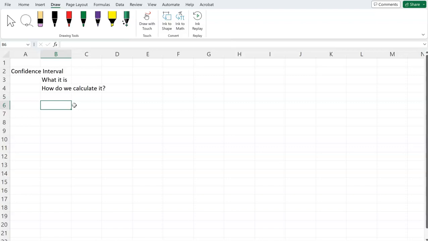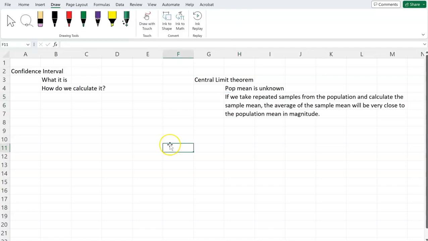Now let's think about what a confidence interval is. In a previous lecture, we talked about the central limit theorem. In that theorem, we basically said that if we don't know the population mean and the population standard deviation, and we repeat our experiment, our sampling, over and over again, then the average of the sample means will be closer and closer to the population mean. This is just in short.